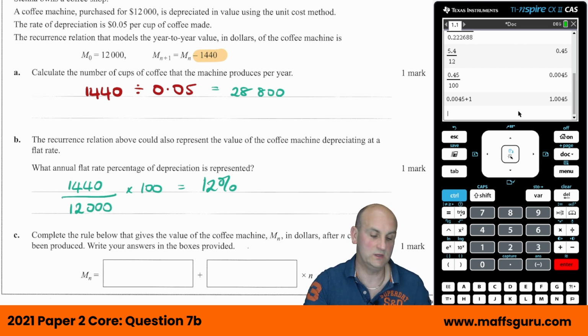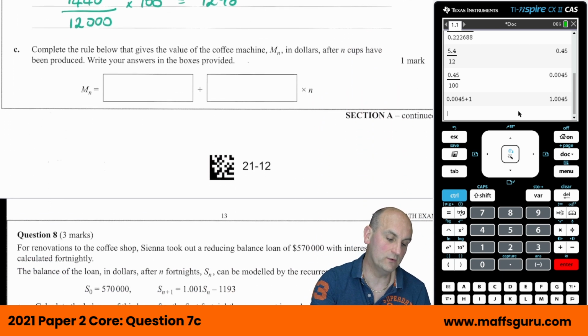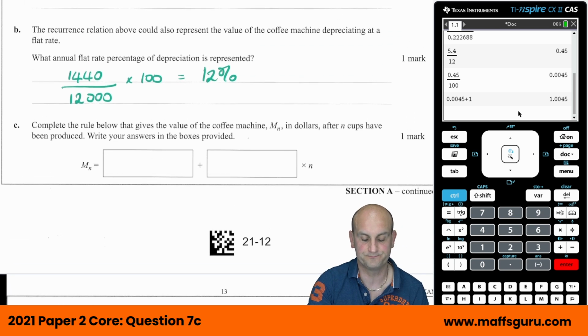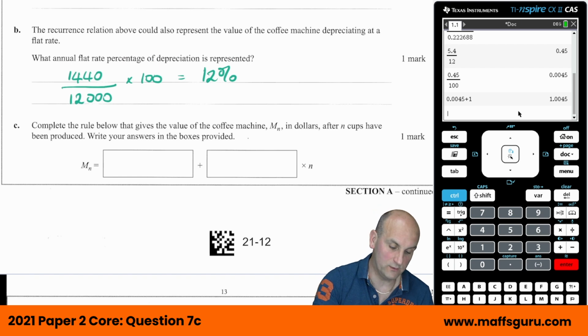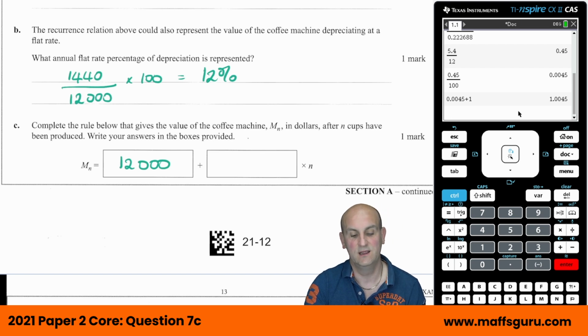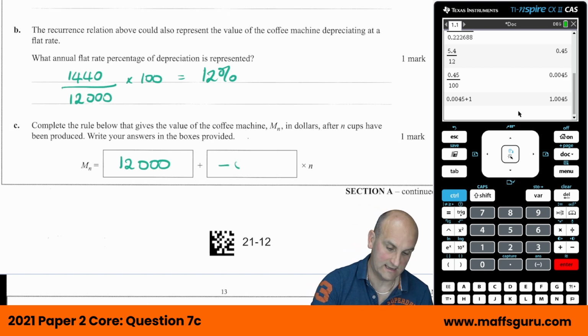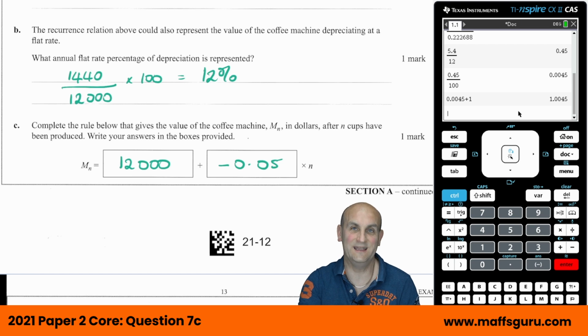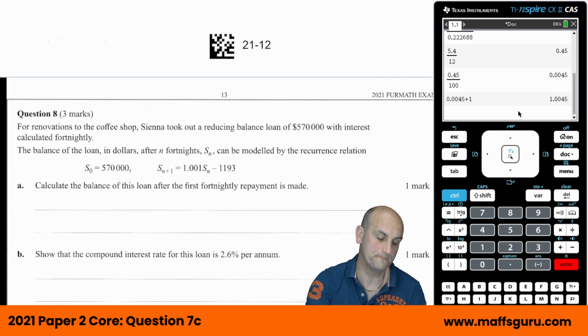Now, I'll be honest with you, this next question I was like, "Huh?" But it was a trick. Complete the rule below that gives the value of the coffee machine in dollars after n cups have been made. We know that the value of the machine started at 12,000, and we know that it's going to depreciate by 5 cents for every cup of coffee, which is n. So actually that value there should have been negative 0.05. And I know some people were like, ooh, that wasn't fair. No, it wasn't, but it's there to test your understanding.